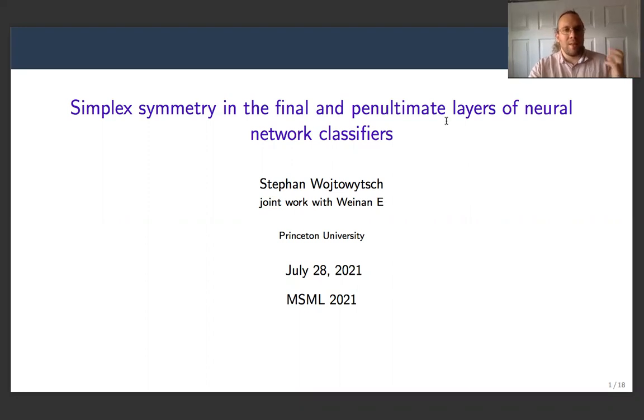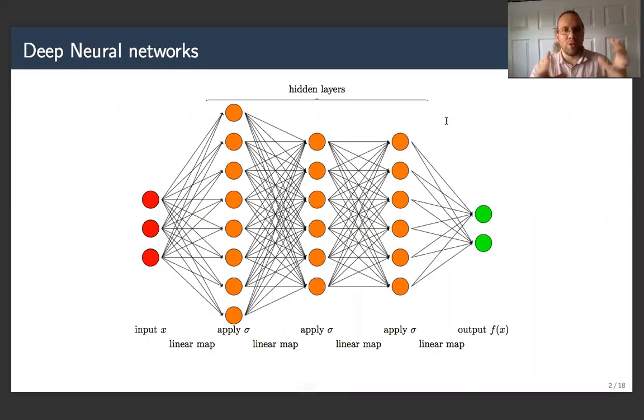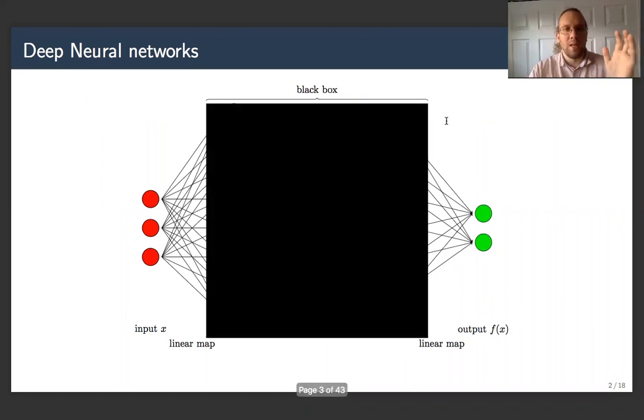So we've all seen the pictures of deep neural networks. We've got an input and we've got an output, and in between we've got a bunch of hidden layers, and there are linear maps and nonlinear coordinate-wise maps involved. And for all intents and purposes, the inner workings of neural networks are still big black boxes where we don't quite understand what happens despite recent progress.